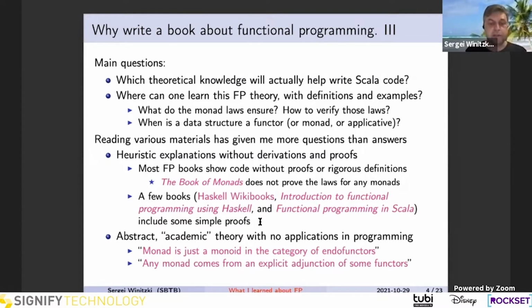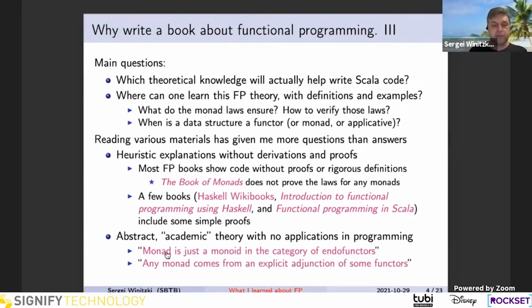Other papers that I found were far too abstract, far too academic. Pure theory for the sake of theory with no applications in programming. And I don't want that. I'm not interested in this. I've spent a lot of time in my life doing academic theory with no applications. So now I would like to have a cut at some point. I want to decrease the scope of theory that needs to be learned. So here are examples of pure theory with no applications. Now, this is a joke in the functional programming community that monads are just monoids in the category of endofunctors. What's the problem?